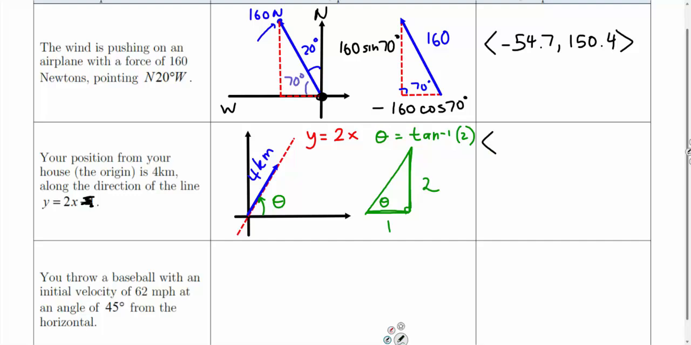Eli, what's the x-coordinate of the position? So what is this dot right here? What's the x-coordinate?